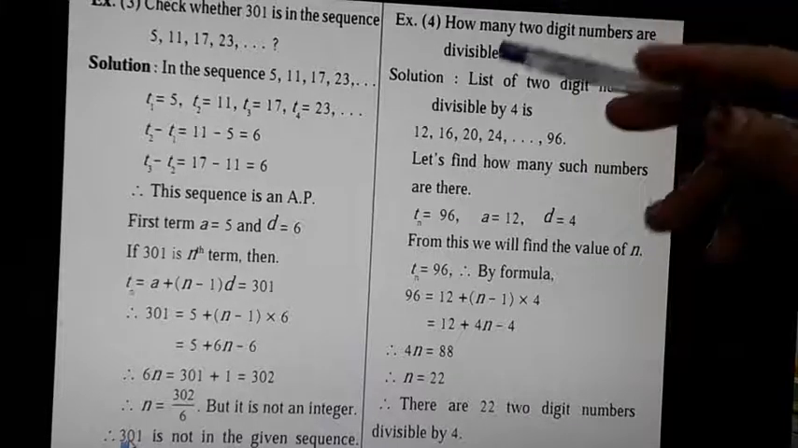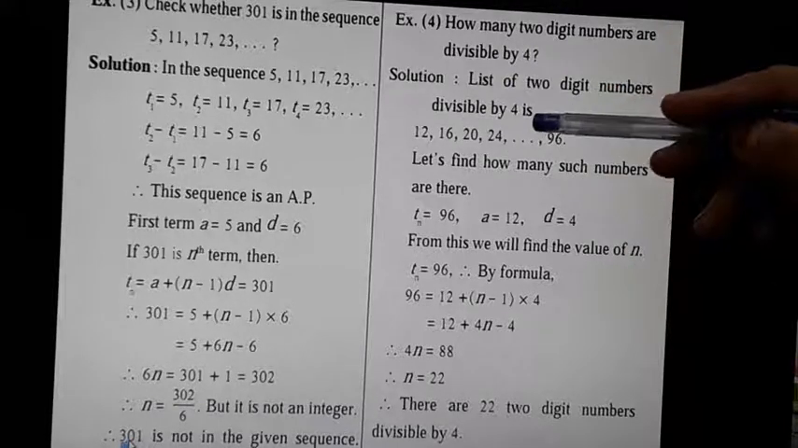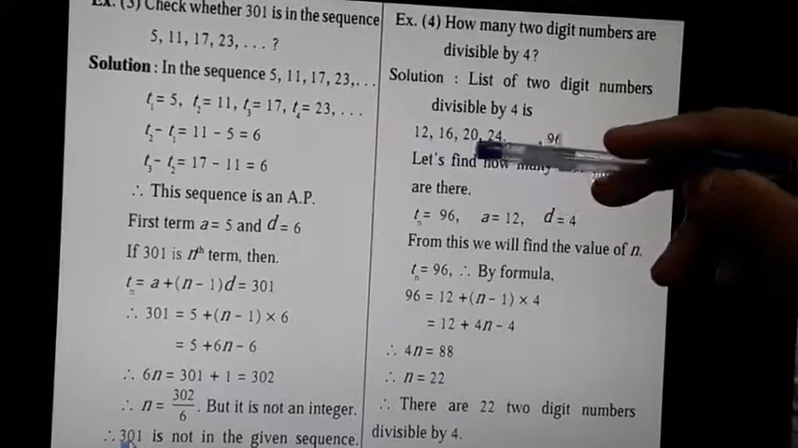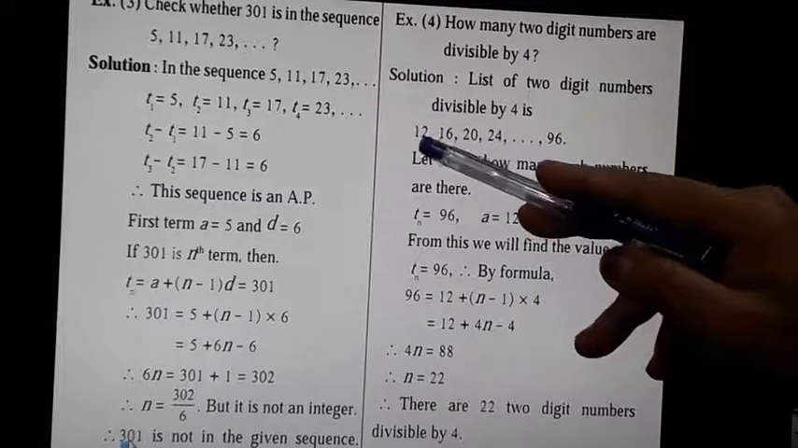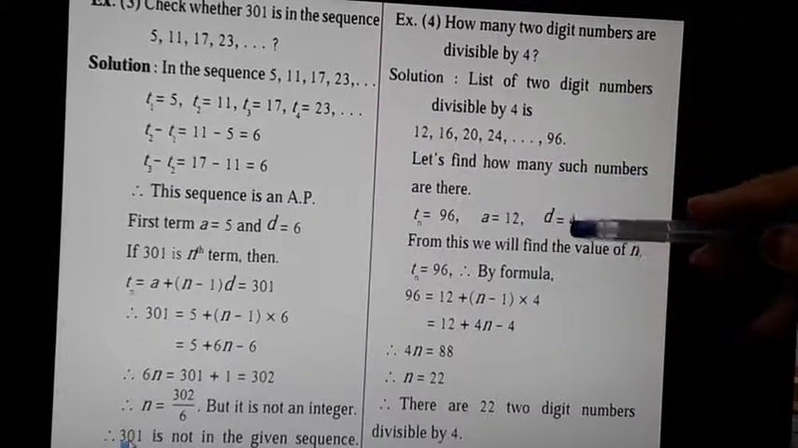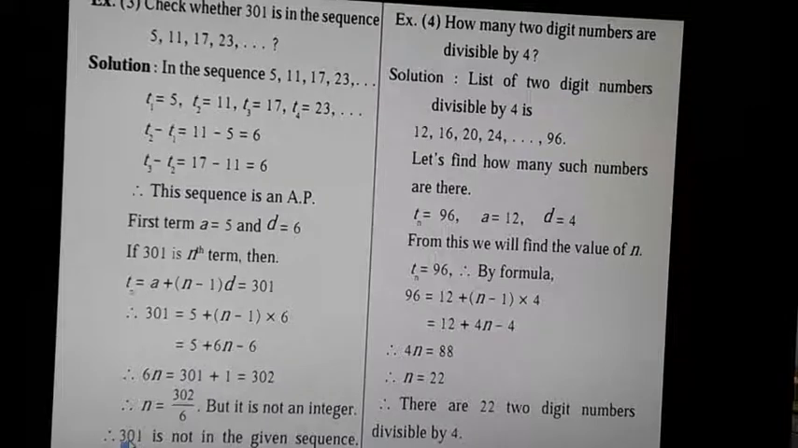See, the list of two-digit numbers divisible by 4 are 12, 16, 20, 24, and so on till 96. Two-digit numbers we need, so till 96. So here you have to make use of the formula T of n is equal to a plus n minus 1 into d. T of n is given as 96, and a is 12. And what will be your d? 16 minus 12, that is T2 minus T1.